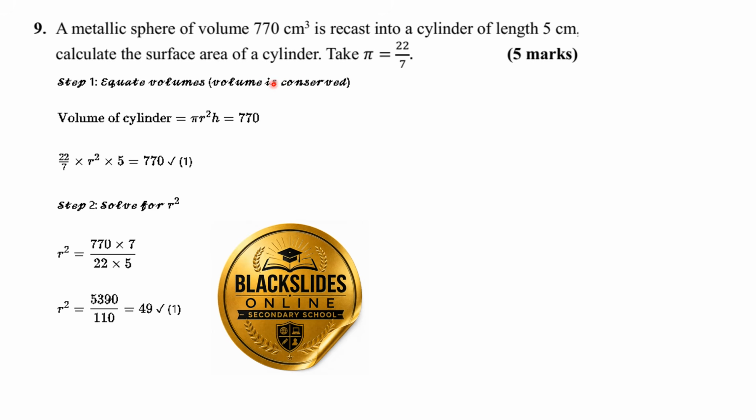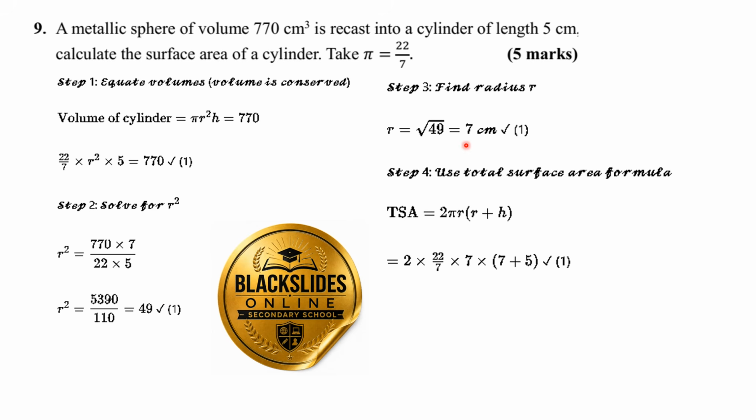So equate the volumes. Volume of a cylinder is pi r squared h, and the volume is still the same. Since volume is conserved, volume cannot be destroyed. The volume of the sphere and that of the cylinder are the same. So applying this, we can find the radius of the cylinder by simply solving for r. In this case, the value of r squared is 49. That tells us that r is equal to 7 centimeters.